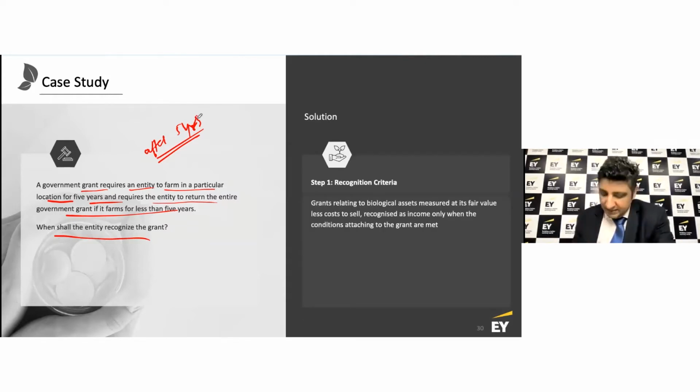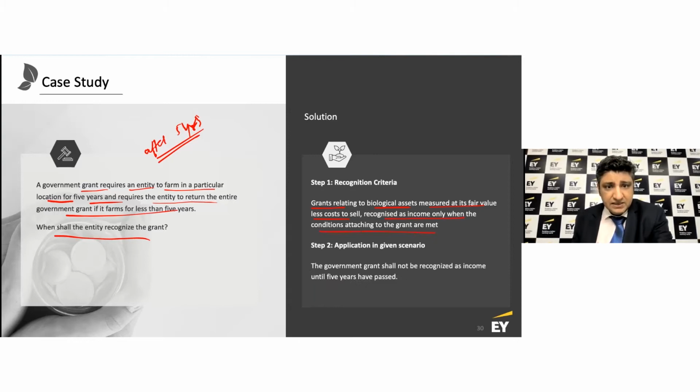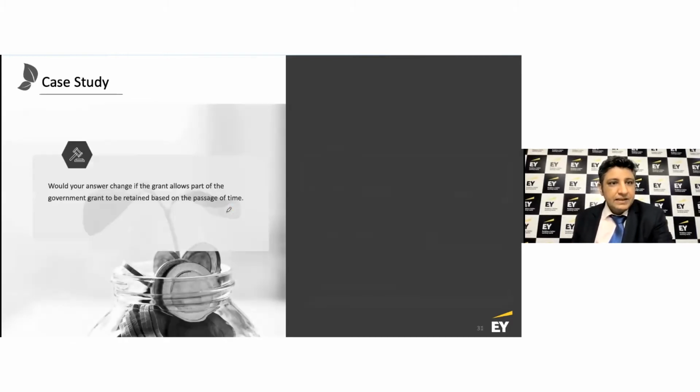Straightforward, we're saying the recognition criteria: grants related to biological assets which are measured at fair value less cost to sell are recognized as income only when the conditions are met, which simply means it can only be recognized after 5 years of time, not before that, right? So the conditions would only be getting met after 5 years of time. That's where this grant is recognized as an income. Okay. Let's have a look at this scenario.